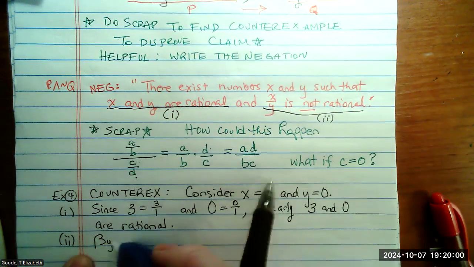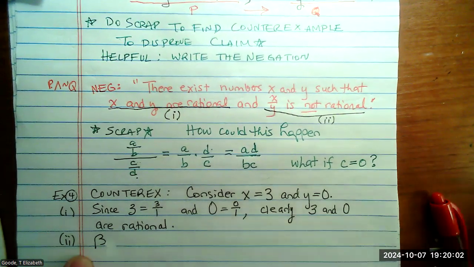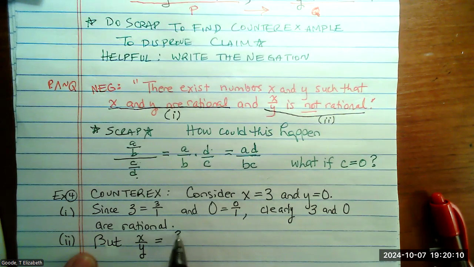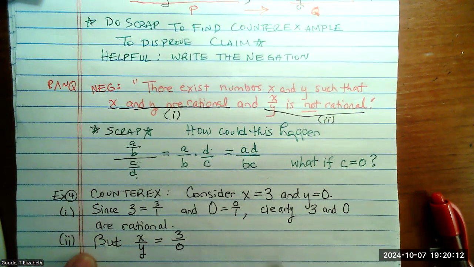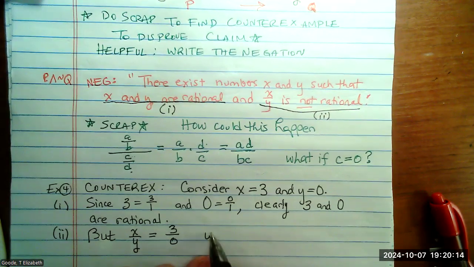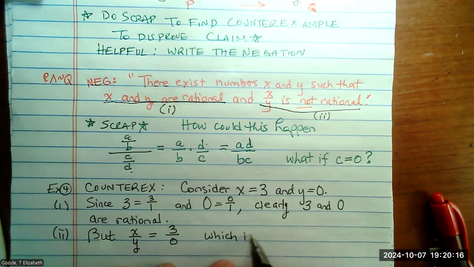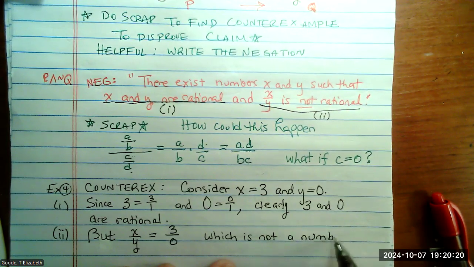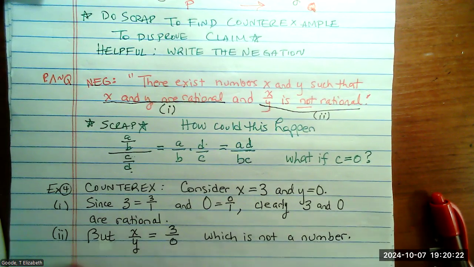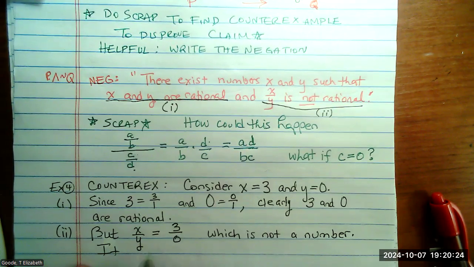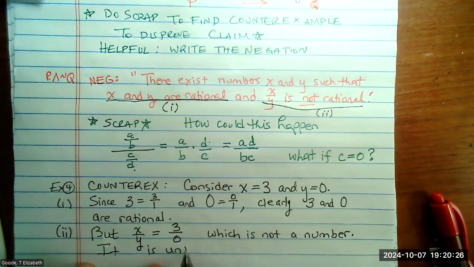I want to say but. Once in a while, it's okay to start a sentence with the word but. But x over y is equal to 3 over 0, which is not a number. It's not even defined. So it's not even a number. It is undefined.